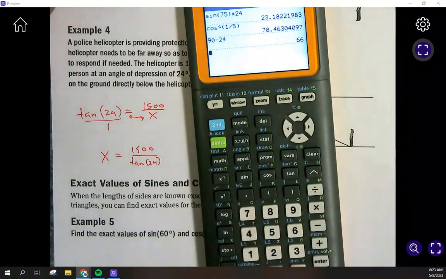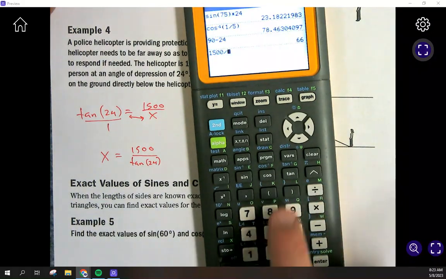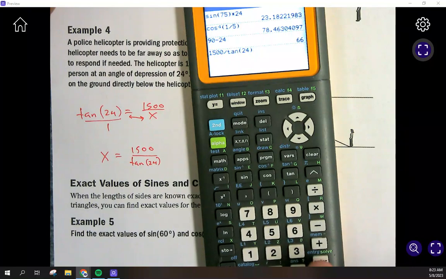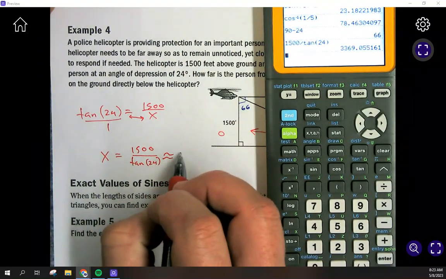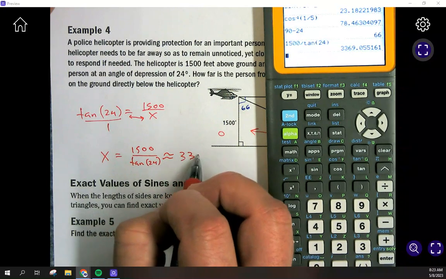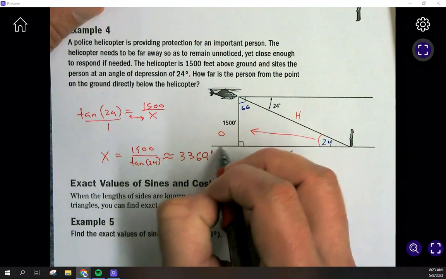So we're going to go ahead and do 1500 divided by tangent of 24. And we'll round that off. We're going to say approximately 3,369 feet.